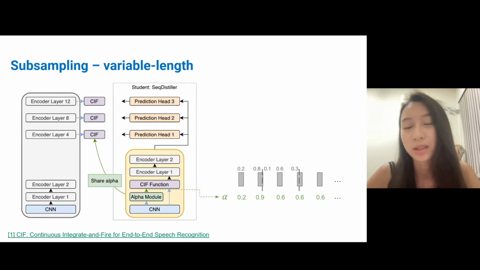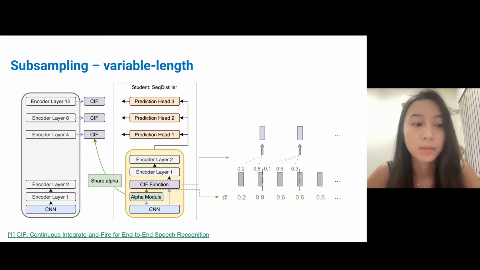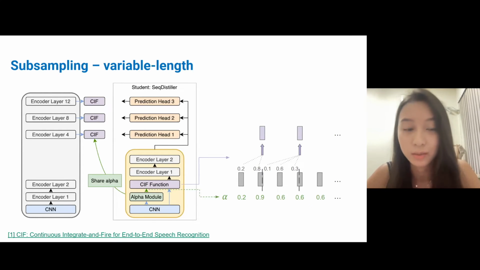The CIF function then does something very similar to a weighted sum, producing an integrated representation according to alpha weights within each segment. And note that in order to compute the reconstruction loss, we need the output length of the student and the teacher to be exactly the same. In this variable length subsampling case, this is realized by having the student and the teacher share the same set of alpha weights generated by the student.